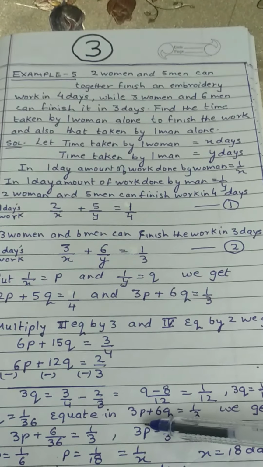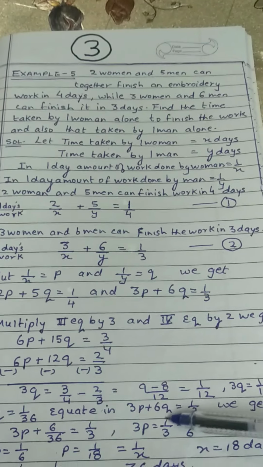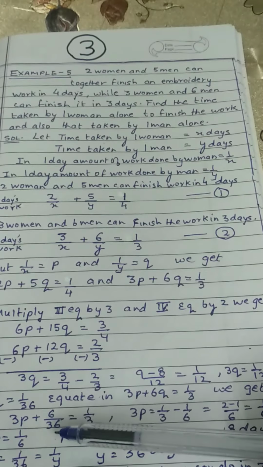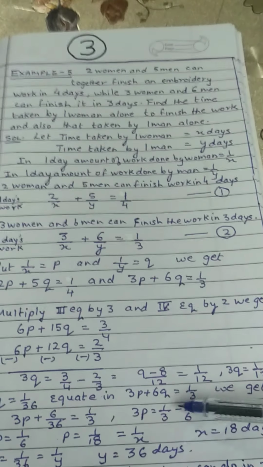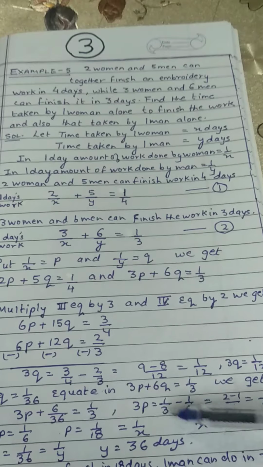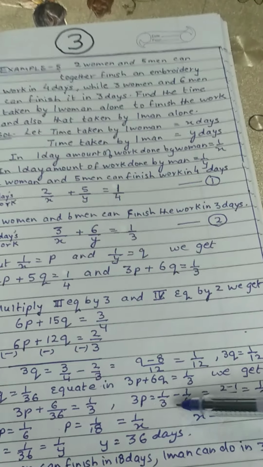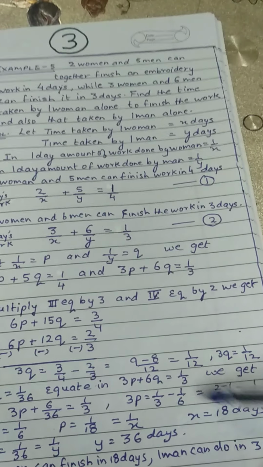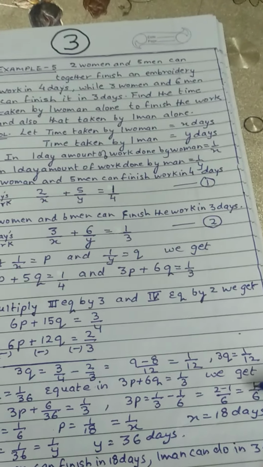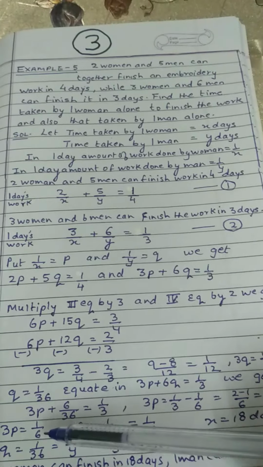Substitute in this equation 3p plus 6q is 1 over 3. We get 3p plus 6 upon 36 is 1 upon 3. 3p becomes 1 over 3 minus 1 over 6, so 1 over 6 will come this side. Take the LCM again. LCM is 6. 3 2s are 6, 6 1s are 6. 2 minus 1 is 1 over 6. 3p is 1 over 6.